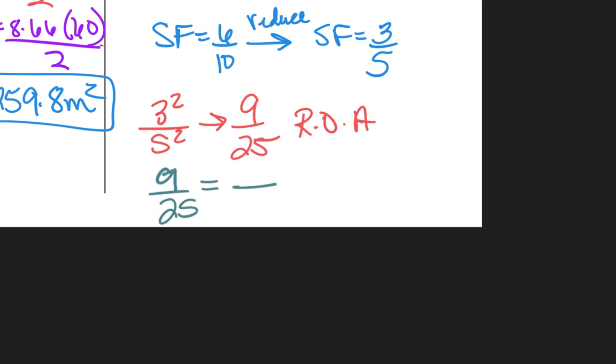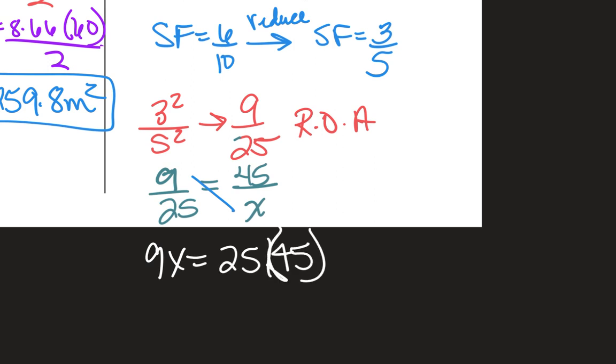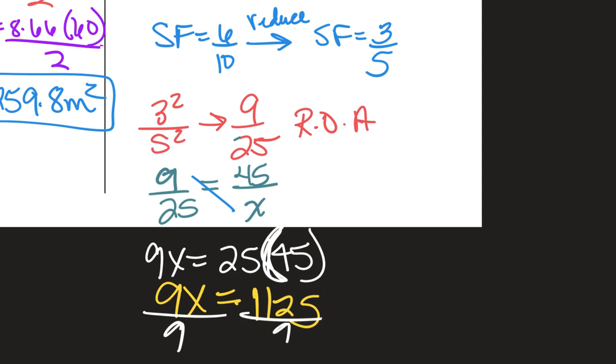So you're going to take your ratio of area and set it equal to the area given. The area they gave you was 45 squared units for the small one. So should the 45 go on top or should it go on bottom? It should go on top. So we're going to do 45 over x. We're going to do 9 times x equals 25 by 45. All right, so we get 9x is equal to 1,125. The last step would be to divide by 9. The area comes out to be 125 units squared.